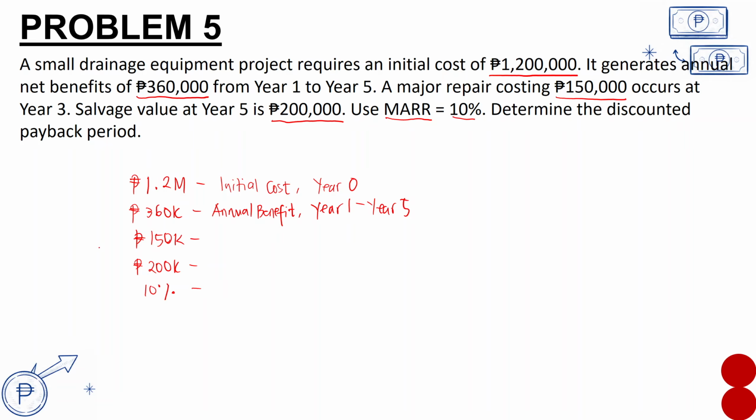Now there is a 150,000 pesos. What is this 150,000 pesos? This is a major repair. And when does this occur? Its timing is at year 3. And lastly, we have our 200,000. The 200,000 is our salvage value. And salvage value occurs at the end of its life, particularly at year 5. And then the 10% is our MARR, or the minimum attractive rate of return.